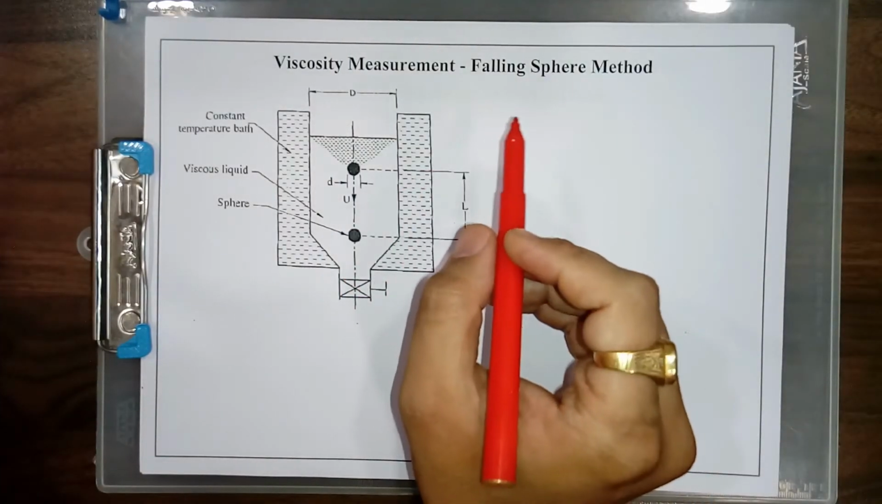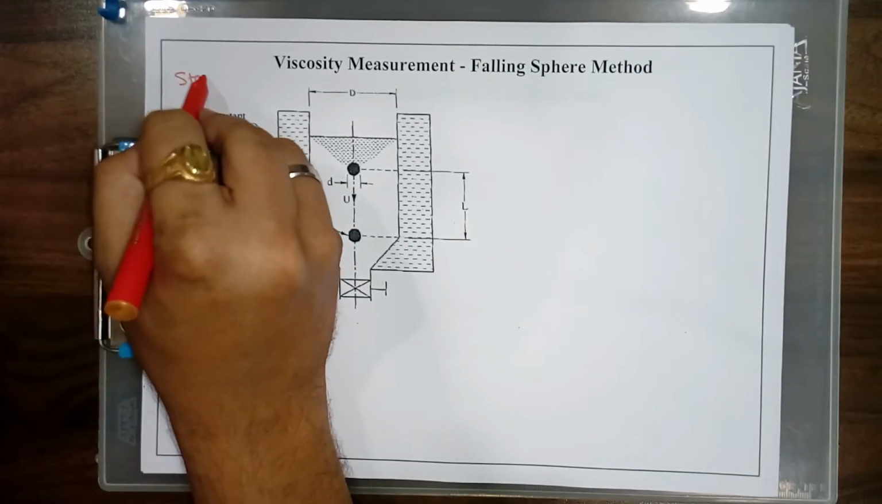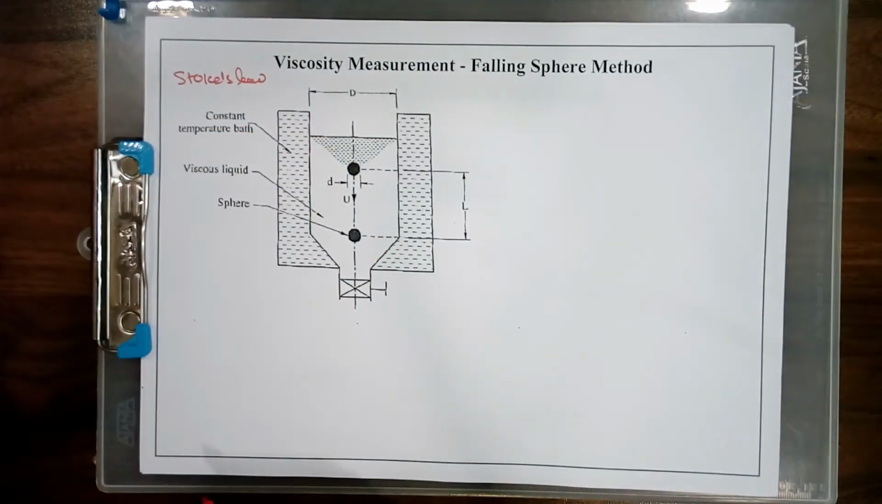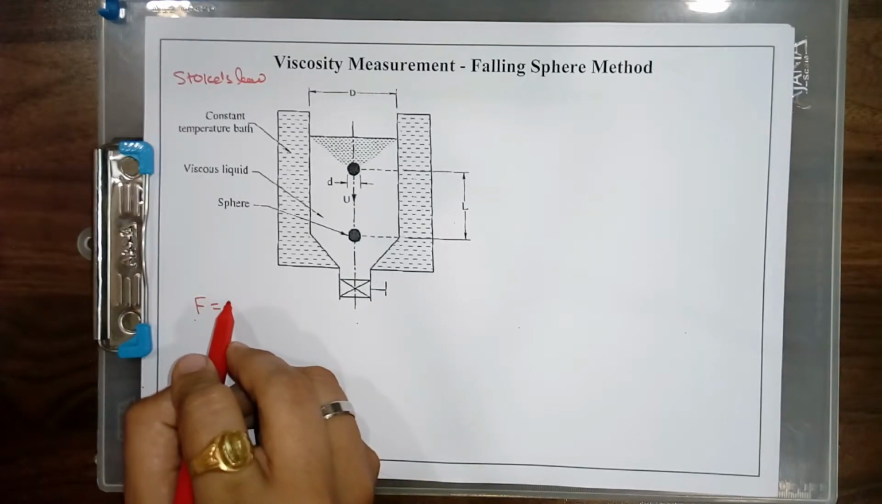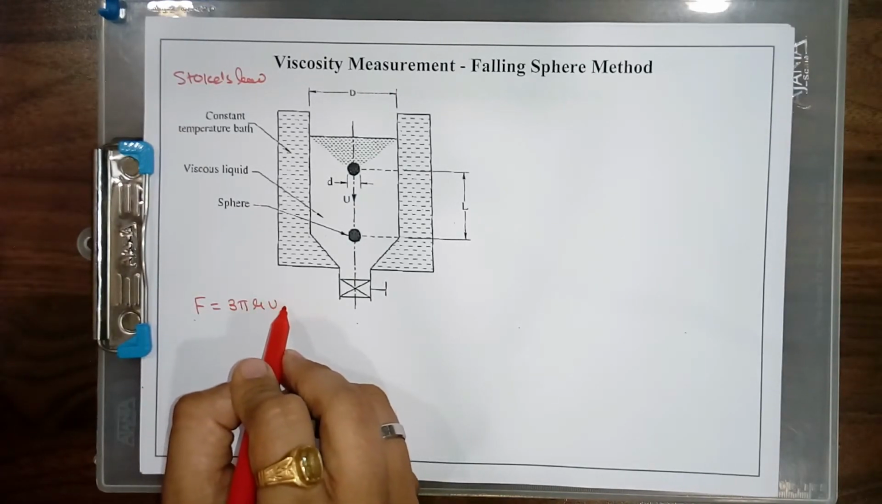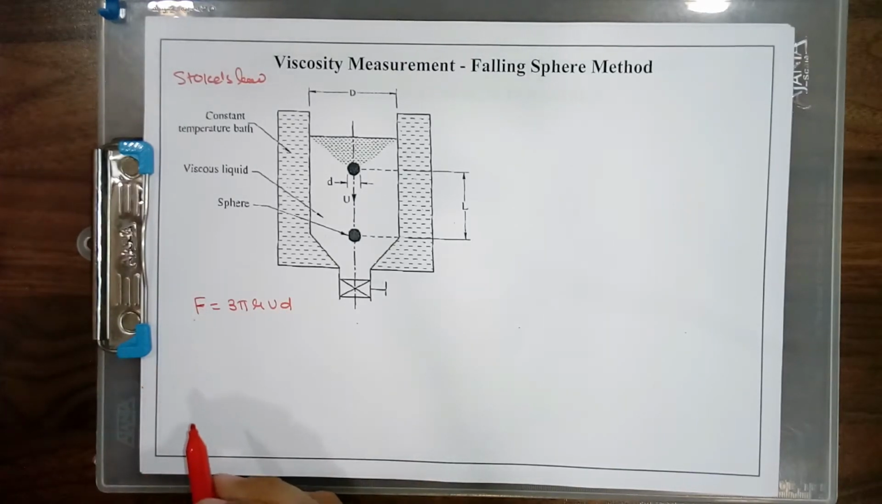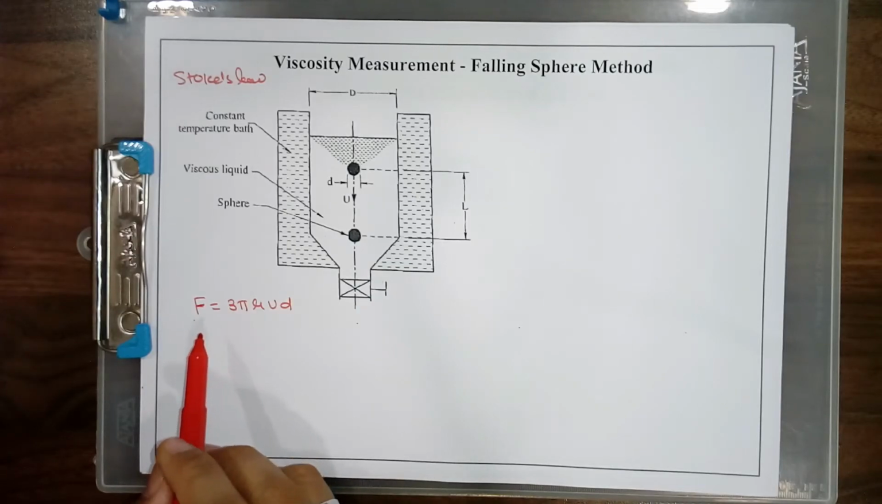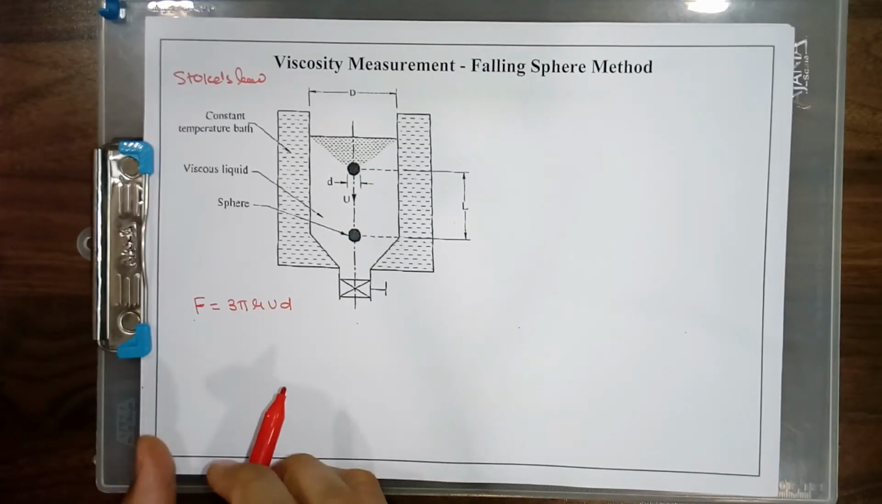Students, this falling sphere method works on the basis of Stokes' law. Using Stokes' law, the viscous force acting on a sphere passing through a viscous liquid is given by the formula F equals 3 pi mu u d. Using this formula, we can calculate the viscous force acting on the sphere passing through the liquid, as given by Stokes' law.